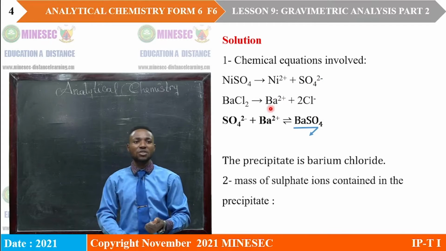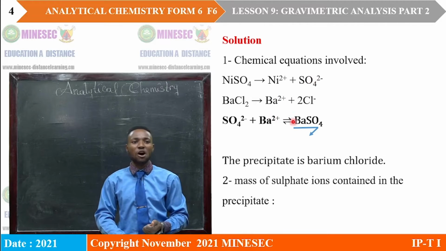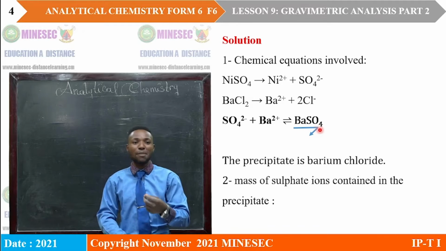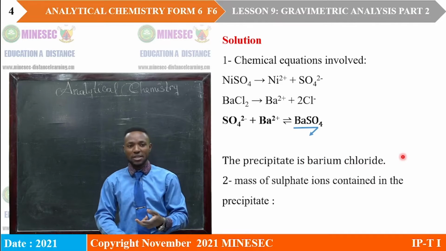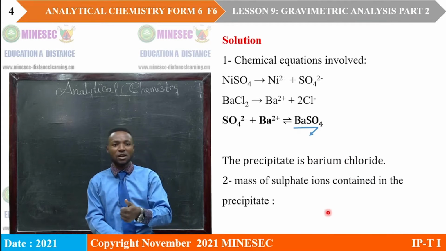Now, when these two react, when the barium ion reacts with the sulfate ion, they are going to form a precipitate, and the name of this precipitate is barium sulfate. Therefore, the precipitate formed is barium sulfate. Give it a tick if you have it correct.